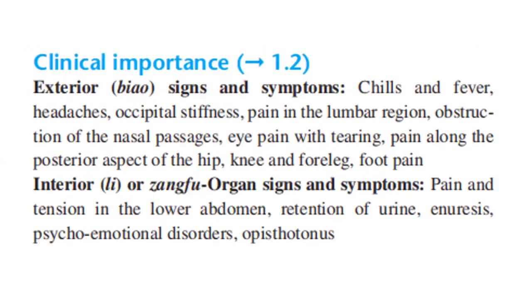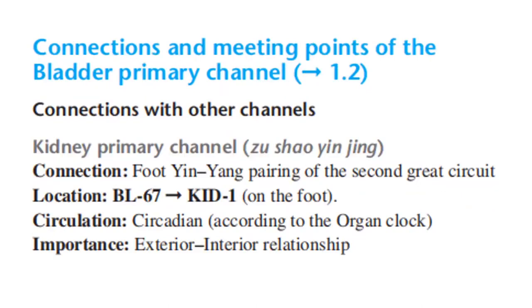Clinical importance. Exterior signs and symptoms: chills and fever, headache, occipital stiffness, pain in the lumbar region, obstruction of the nasal passages, eye pain with tearing, pain along the posterior aspect of the hip, knee and foreleg, foot pain. Interior or sunk organ signs and symptoms: pain and tension in the lower abdomen, retention of urine, enuresis, psycho-emotional disorders, opisthotonus.